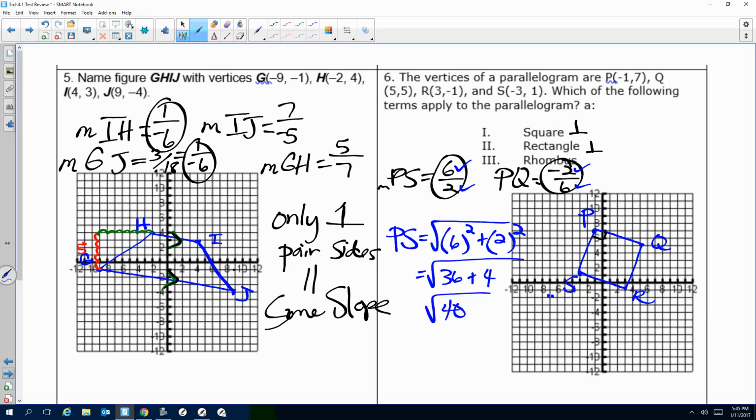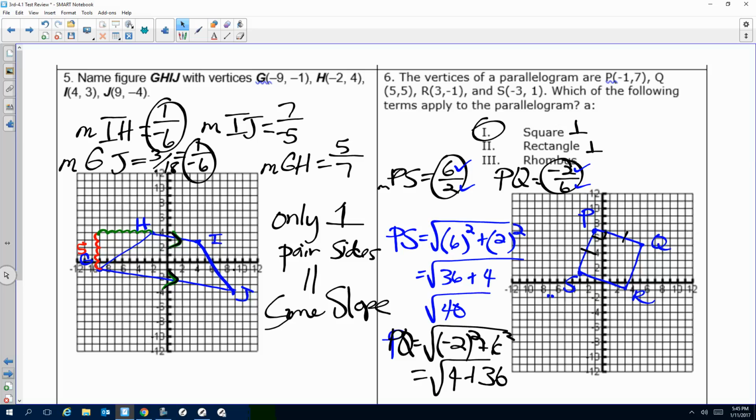Well, that would happen the same thing for PQ because a -2 squared is still going to end up being a positive. And we also have a +6 squared, so it comes out to be the same. So now that I know these are all the same, my answer is square. But please know, if you just look at it and answer it, that's only 2 points. That's only 2 points. So that takes care of that section.